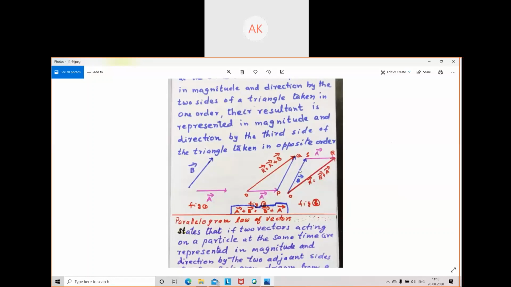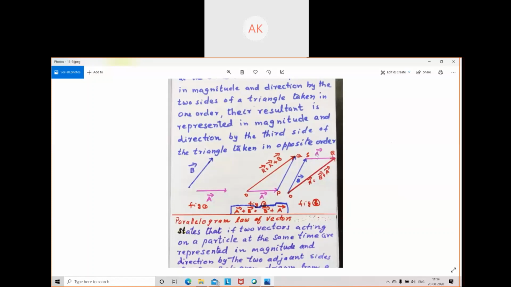So this is the first: vector B is taken as the first side of the triangle. Then vector A is taken as the second side of the triangle. They are in the same order. The arrow marks you see, they are in the same order. Then how will you find the resultant?